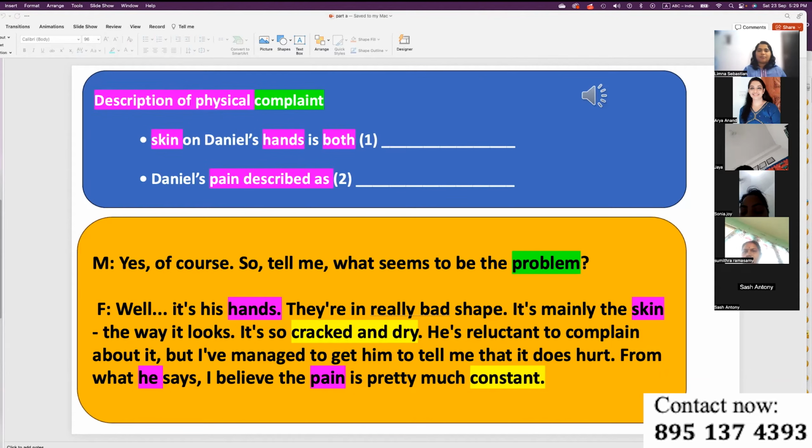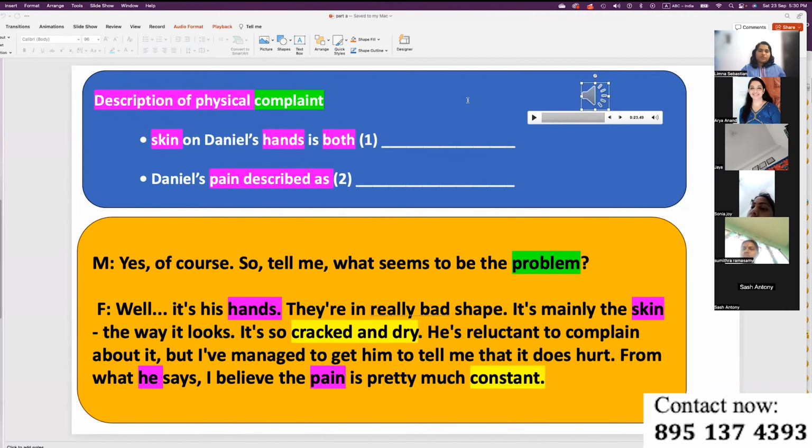So I will play the audio so you can hear once again. Yes, of course. So tell me what seems to be the problem. Well, it's his hands. They're in really bad shape. It's mainly the skin, the way it looks. It's so cracked and dry. He's reluctant to complain about it, but I've managed to get him to tell me that it does hurt. Now, from what he says, I believe the pain is pretty much constant.